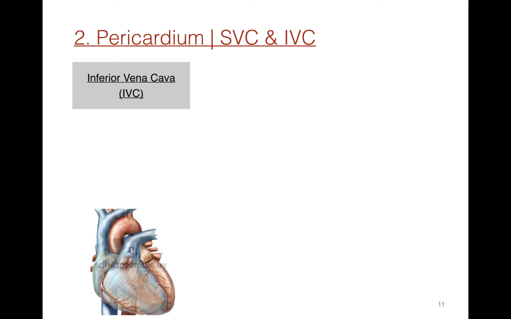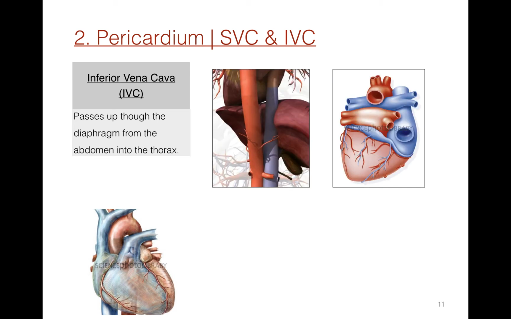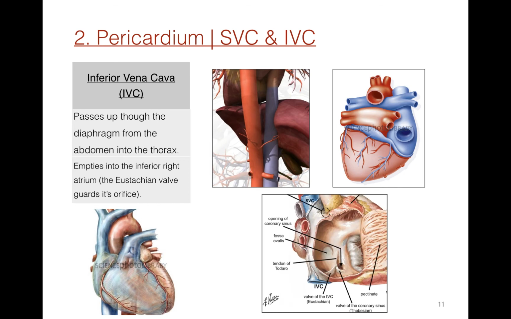The inferior vena cava, IVC, which with transthoracic ultrasound is typically easier to image. The IVC passes up through the diaphragm from the abdomen into the thorax. And it empties into the inferior right atrium. It's protected at its opening by the eustachian valve.